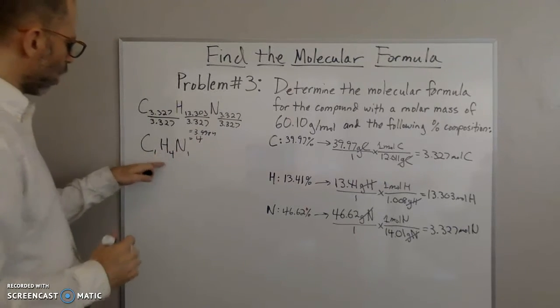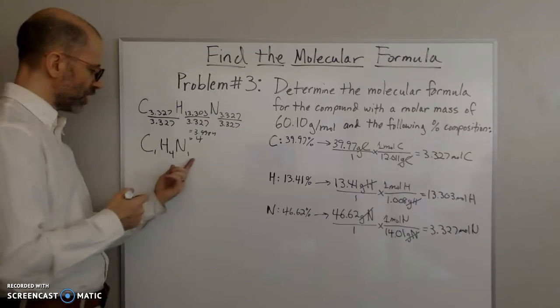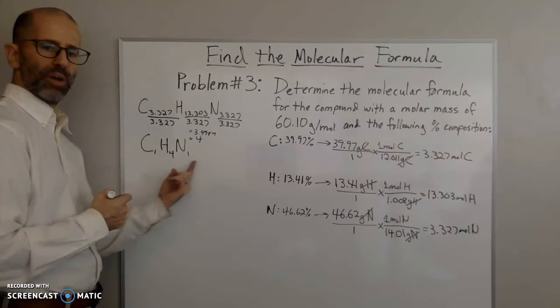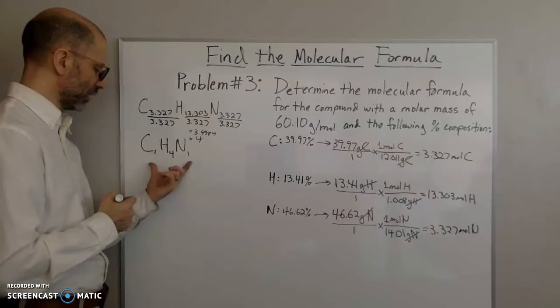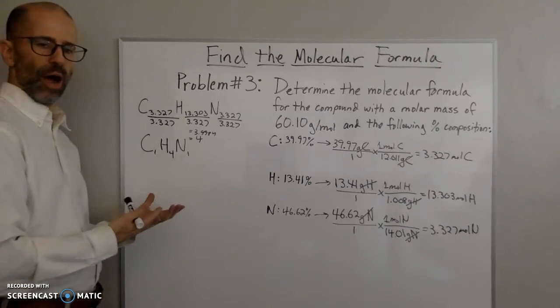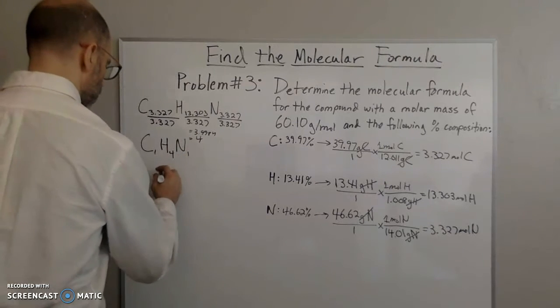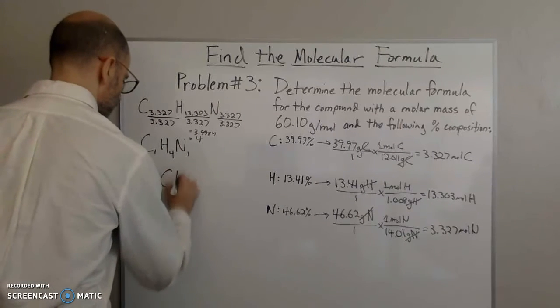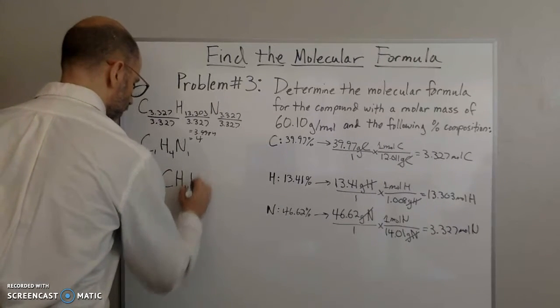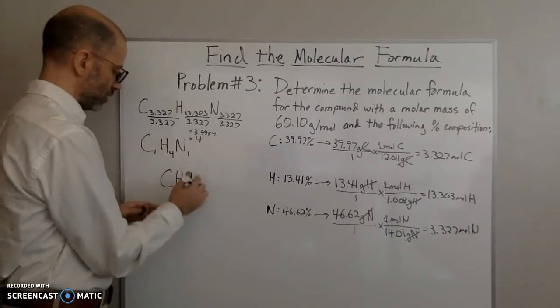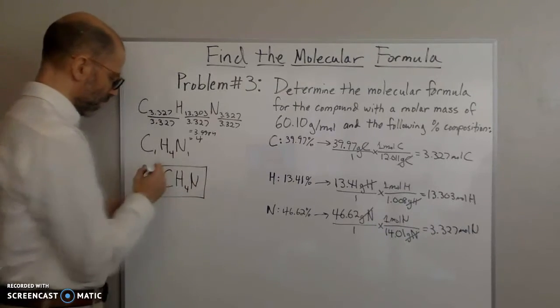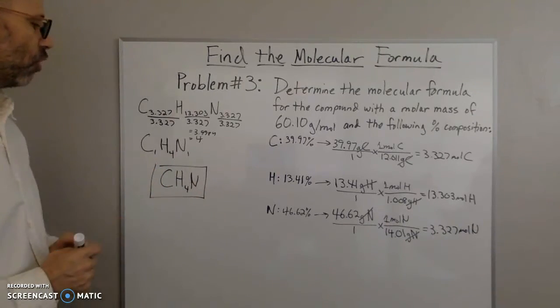So then I don't have any fractions here. I don't have any 0.5s or 0.25s or anything like that. It's all whole numbers. So I am done. So the empirical formula would be CH4N. We don't write the ones. And so that's going to be the empirical formula.